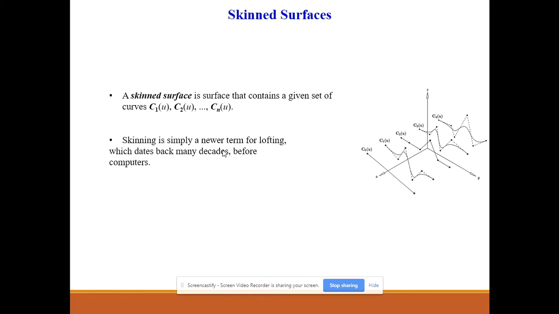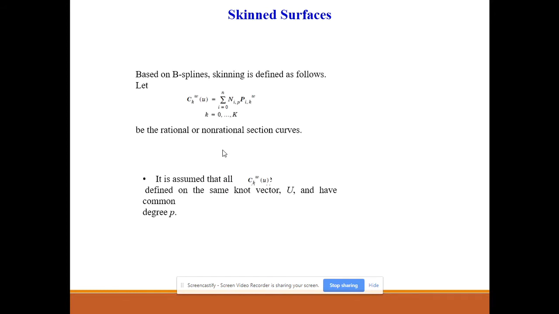Skinning is simply a newer term for lofting, which dates back many decades before computers. Based on B-splines, skinning is defined as follows. You can see the example. The k ranges from 0 to capital K. These can be rational or non-rational section curves. It is assumed that all Ck of u defined on the same knot vector U have a common degree p.